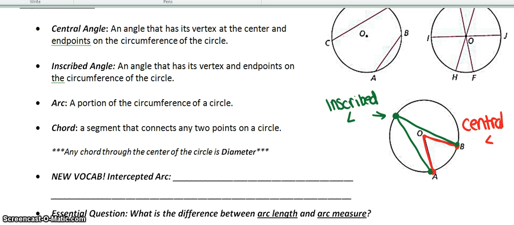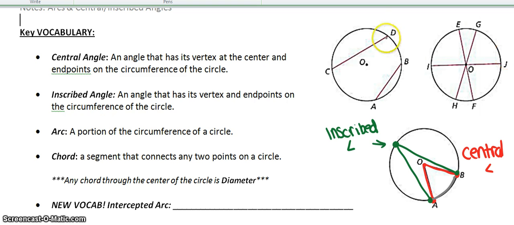An arc is just a portion of the circumference of the circle. So this is an arc, okay, or I could say this is an arc. That's a minor arc specifically. And a chord is a segment that connects any 2 points of a circle. So this is a chord. A diameter is an example of a chord, but it's a special kind of chord that goes to the center. A chord can be any line that has endpoints on the circle. So these blue lines are chords.